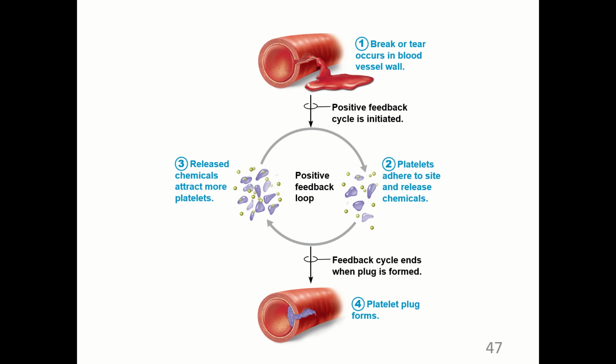This example is of blood clotting. So number 1 shows that there's a break or a tear that occurs in the blood vessel wall. As the blood spills, chemicals are being released that will bring platelets into the area, and the platelets will adhere to the site, and they will also release chemicals. The platelets releasing chemicals will then go to number 3, where it states that they're attracting even more platelets. And so it will loop until enough platelets are brought into the area where the wound is sealed shut and a plug is formed.